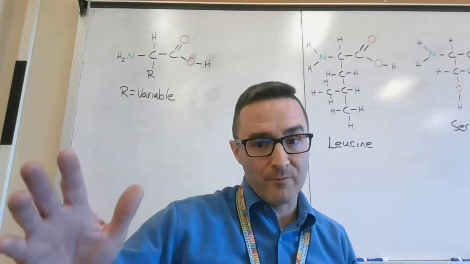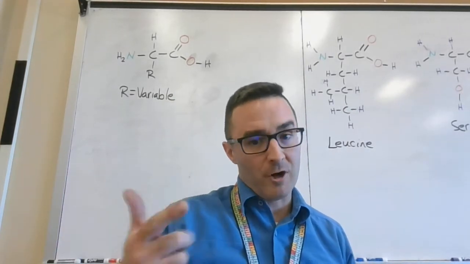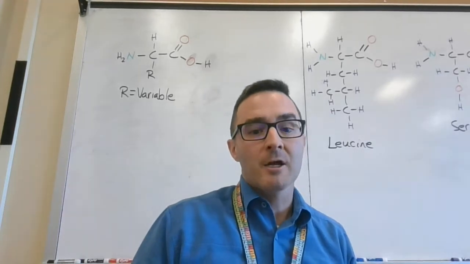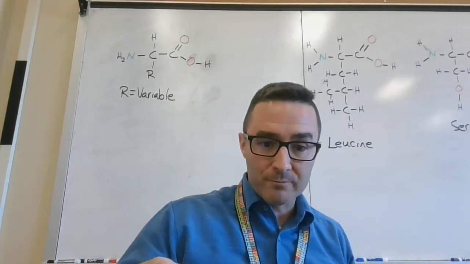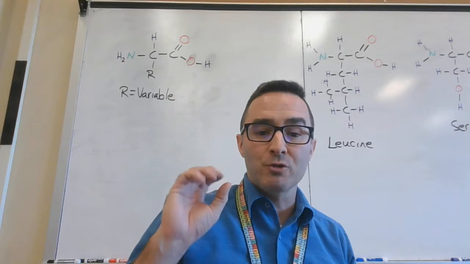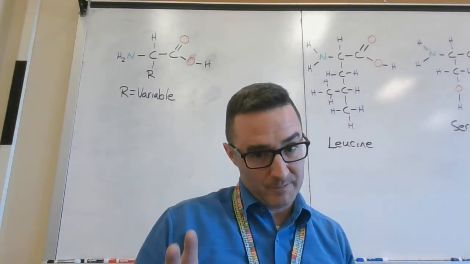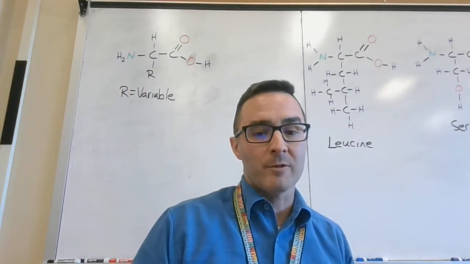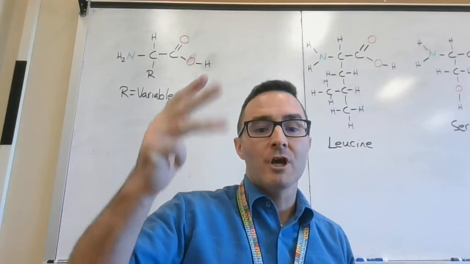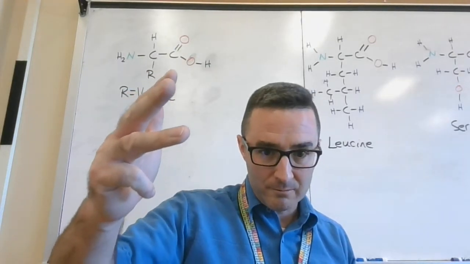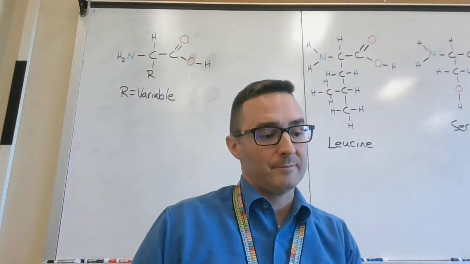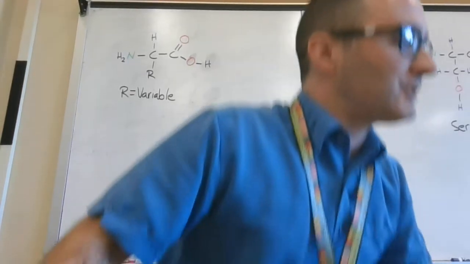Okay, don't get confused. So proteins have carbon, hydrogen, and oxygen. Okay, but you also see nitrogen, and sometimes you sprinkle in a little bit of sulfur. Not always, but sometimes. Okay, carbon, hydrogen, oxygen, nitrogen, and sometimes sulfur. All right. So I'm going to go over the basic structure.